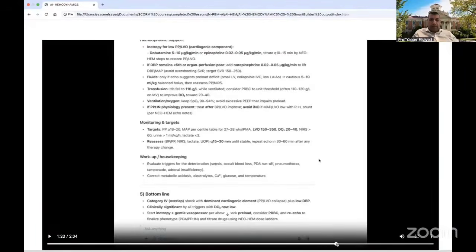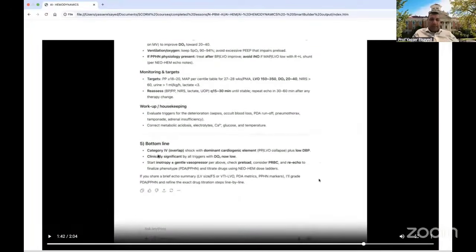And then at the end, it gives you the bottom line, the category. You have category number 4, overlap shock with a dominant cardiogenic element, plus low diastolic blood pressure, clinically significant by all triggers, with low oxygen delivery. And then start inotropy, if you haven't done echocardiography yet, plus a gentle vasopressor if needed. And consider red blood cells again because the hemoglobin dropped, although not to a very low level, but that will help to improve the oxygen delivery, because oxygen delivery is hemoglobin, oxygen saturation, and the cardiac output.